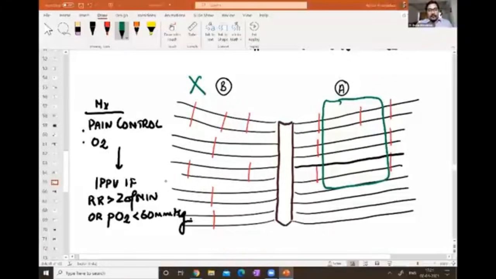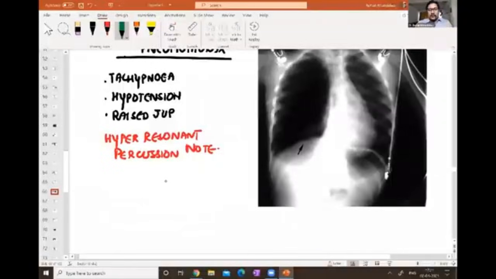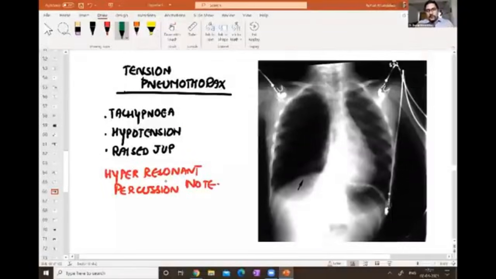This is a very important X-ray. Correct. Intermittent positive pressure ventilation. Excellent, guys. Very good. This is tension pneumothorax. You can see here that there is a blackout here. There is pneumothorax here. Patients are going to have tachypnea, hypotension, and raised JVP. And there will be a hyper-resonant percussion note on the side of pneumothorax. This you should know.